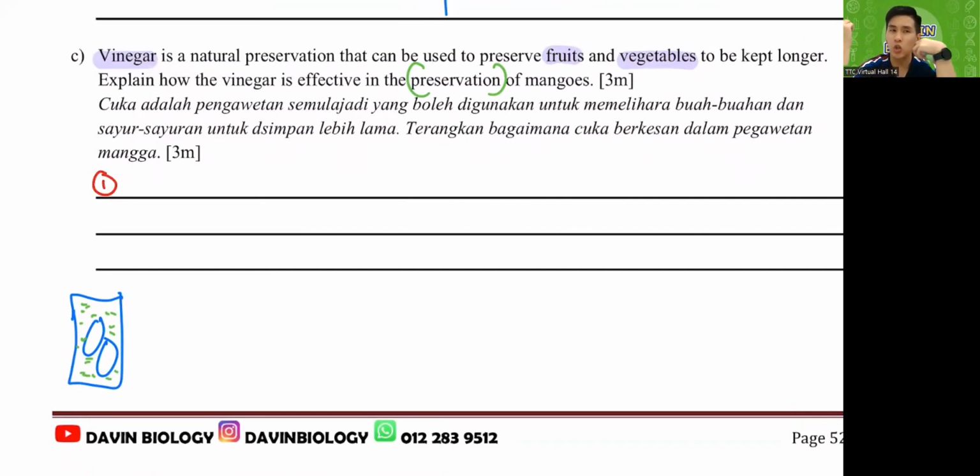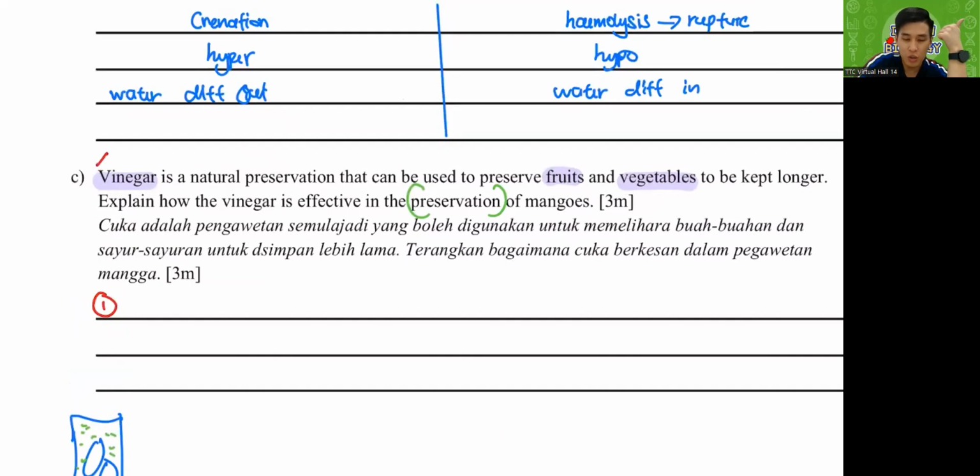Okay, vinegar, of course, kills microorganisms, right? But how? That's the main thing you've got to explain. Okay, you say water diffuses out, cannot. Remember, I remind you, for vinegar you cannot use hypertonic to explain. Even though in this chapter we are learning hypertonic and osmosis, vinegar has nothing to do with osmosis. Nothing.